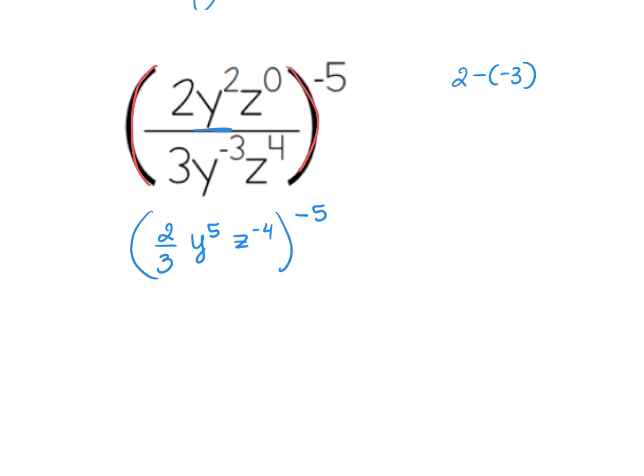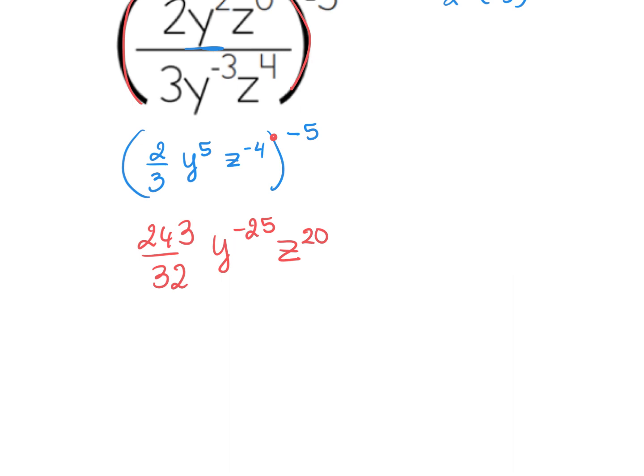Okay, so put the multiplication. So 2/3 raised to the power of negative 5. Yes, you can put it in the calculator: 2/3, everything raised to the power of negative 5. You get 243/32. Y to the power of 5 times negative 5, you got y to negative 25 and z to positive 20.